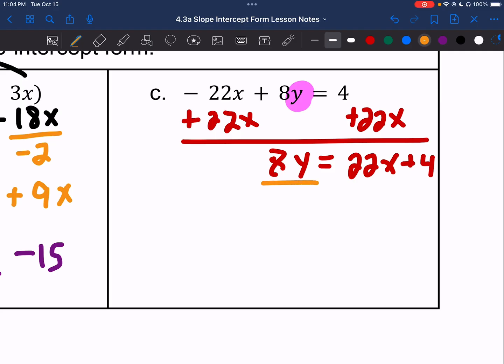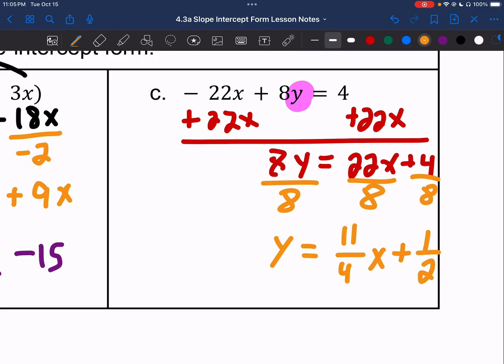My next step is divide everything on both sides by 8. I get y is equal to 22 over 8. Well, they're both even numbers, so I can divide both of them by 2, and I'm going to get 11 over 4 times x. And then 4 over 8 is going to simplify to 1/2. And that's my final equation.